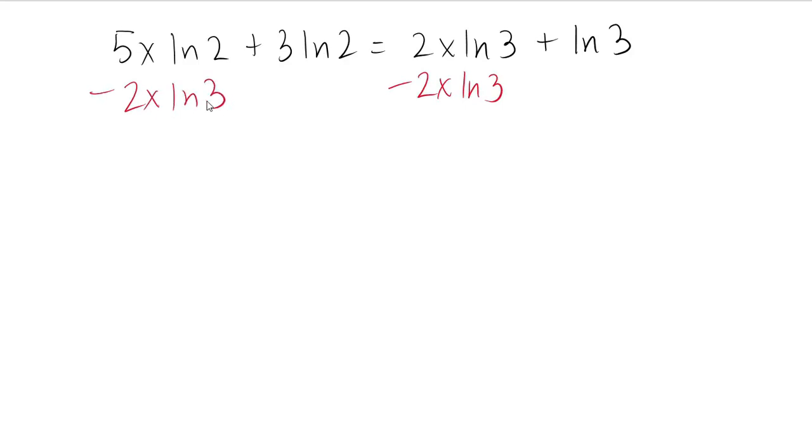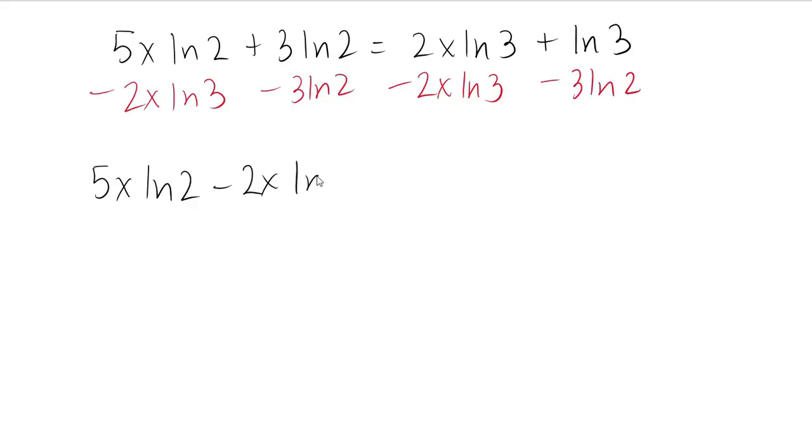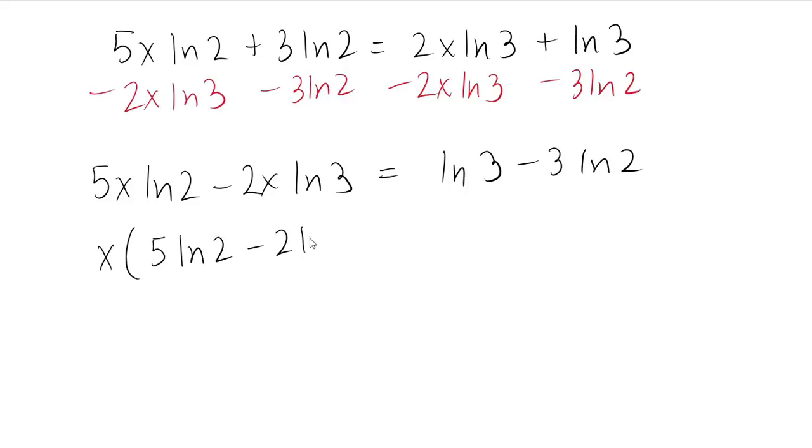We want to move every term that doesn't have an x in it to the other side, so we're going to subtract 3 times the natural log of 2. That gives me 5x natural log of 2 minus 2x natural log of 3 equals the natural log of 3 minus 3 times the natural log of 2. We can now factor an x out of the left side. x times 5 times the natural log of 2 minus 2 times the natural log of 3 equals the natural log of 3 minus 3 times the natural log of 2.